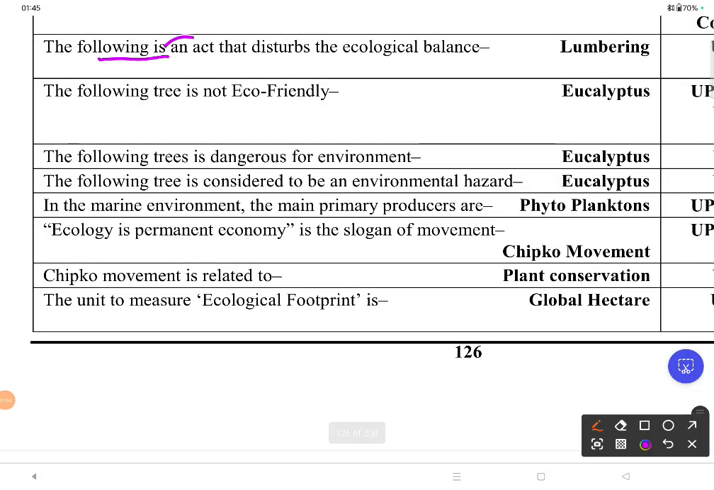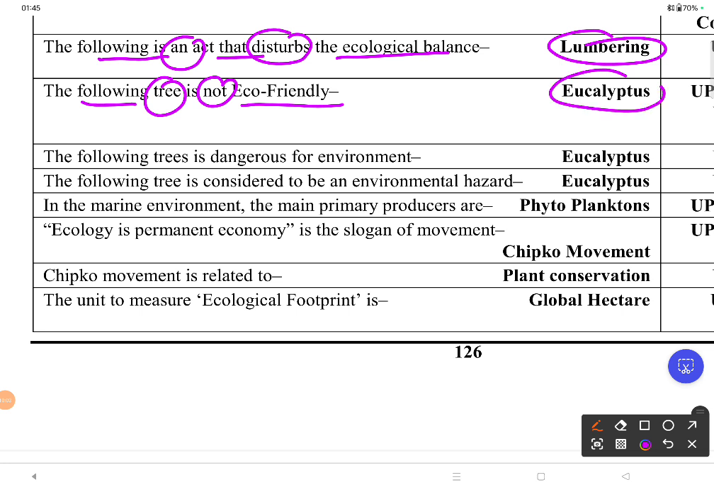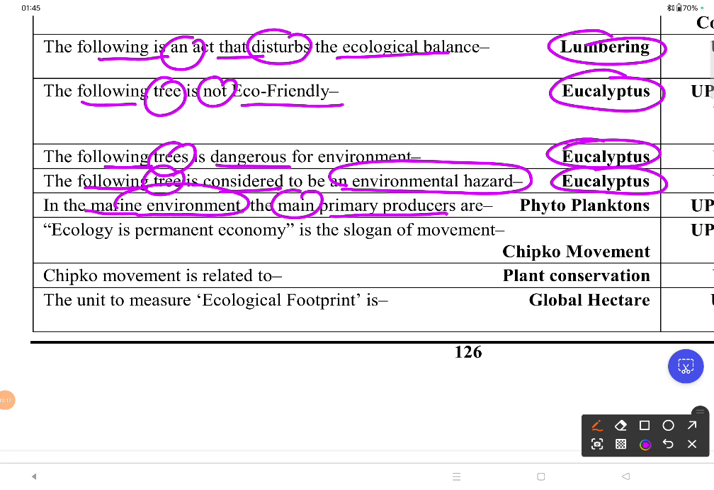The following is an act that disturbs the ecological balance: lumbering. The following tree is not eco-friendly: eucalyptus. The following tree is dangerous for the environment: eucalyptus. The following tree is considered to be an environmental hazard: eucalyptus. In the marine environment, the main primary producers are phytoplanktons.